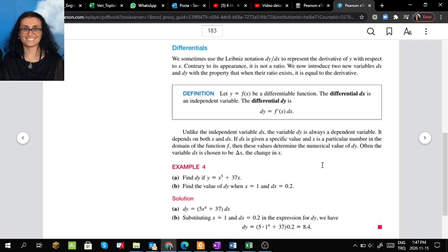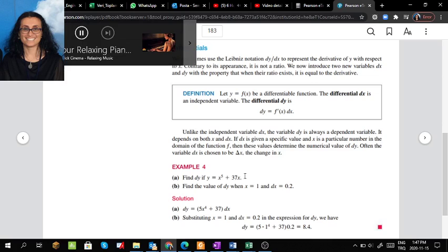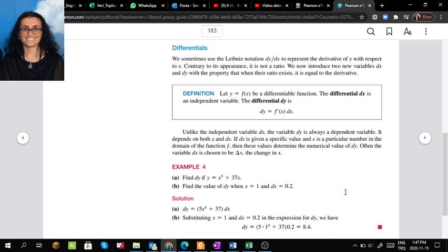The reason is I just want you to learn how we use it. If you learn how we use it, that's good enough for us. Students who are curious can read the book and get more information about that, okay? So let's look at example 4 on that.